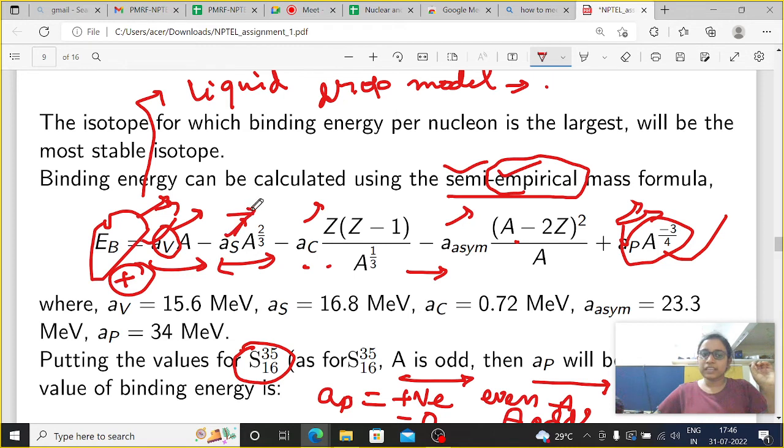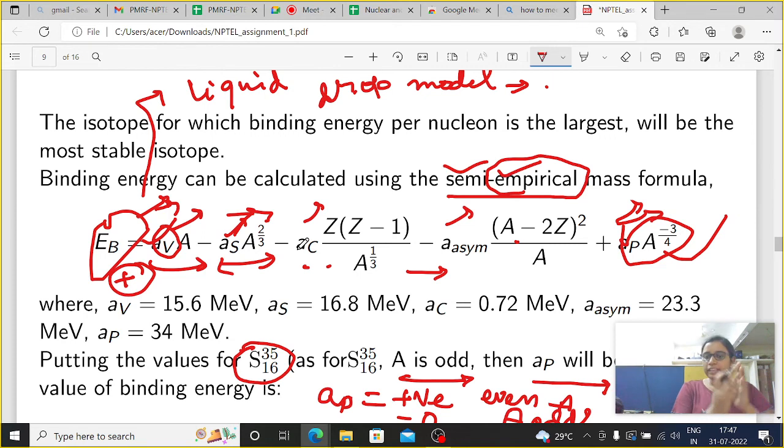So what is the surface term? As I already said, the surface term is the energy coming due to the surface contribution of that neutron and proton configuration. And for the Coulombic term, as I already know, the proton is a charged particle and the neutron is a neutral particle. So there is no Coulombic term for the neutron, but there is a Coulombic term for the proton.